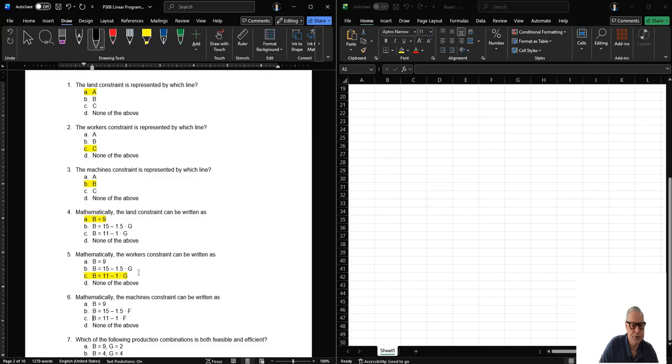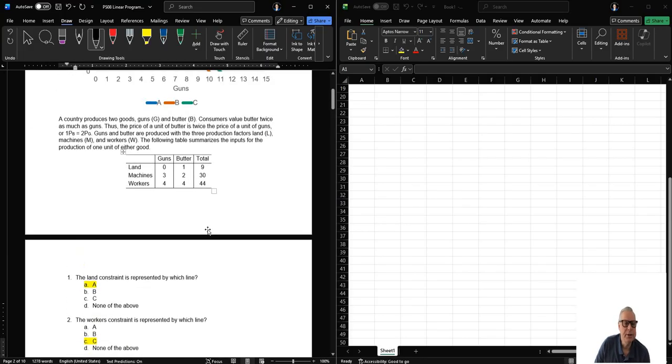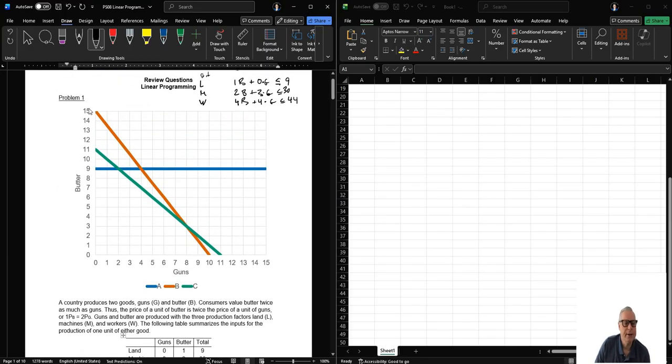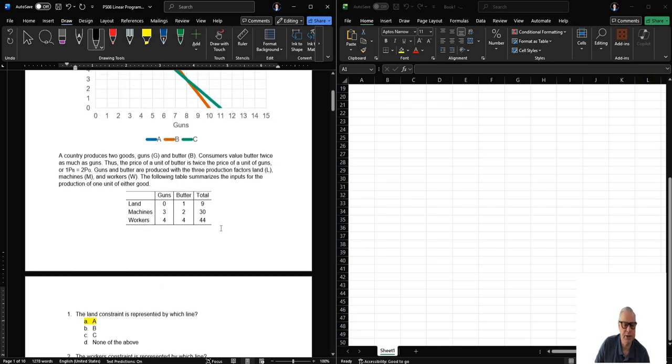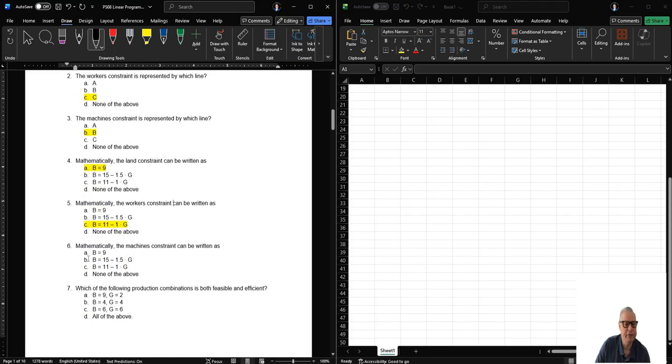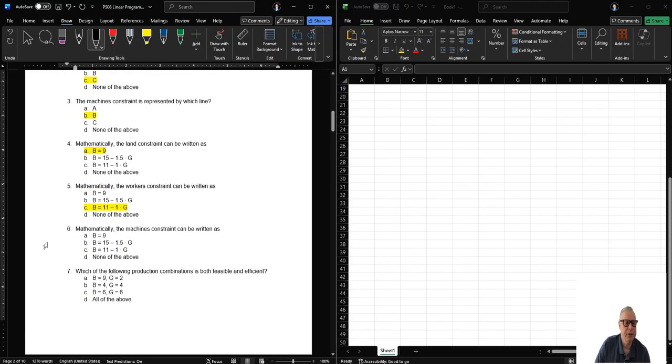And here also, G. And mathematically, the machines constraint can be written as, so that is, it starts at 15, and the slope is, the rise is 15 over the run of 10, so 15 over 10, so that's minus 1.5. So that must be B.